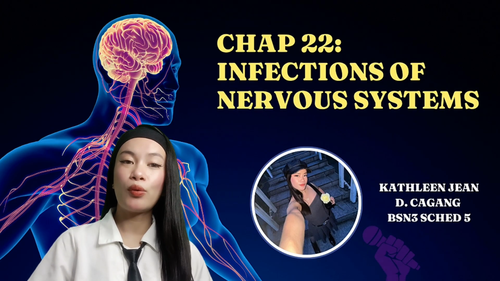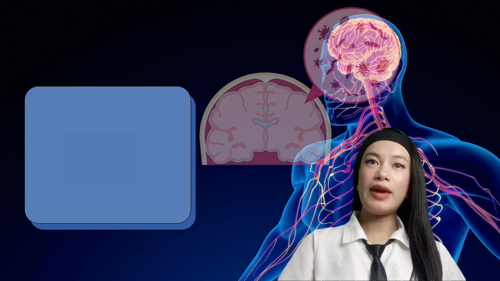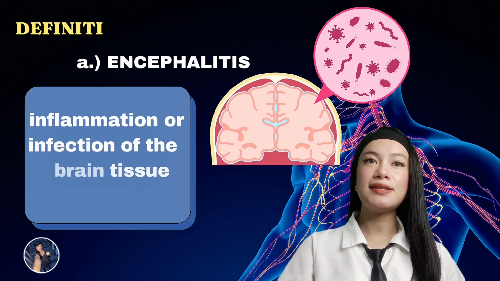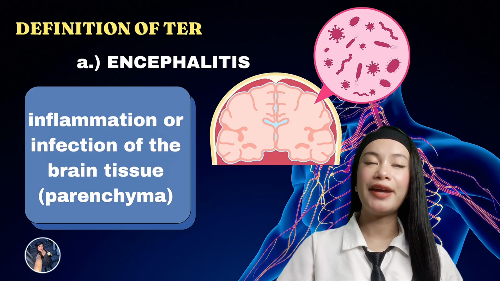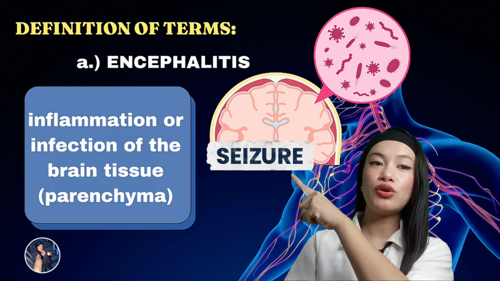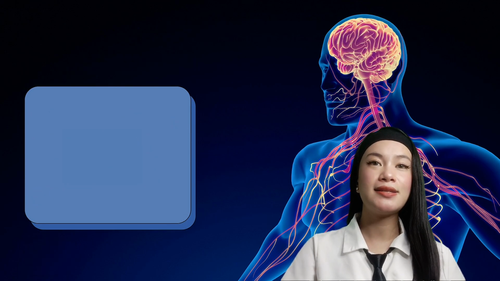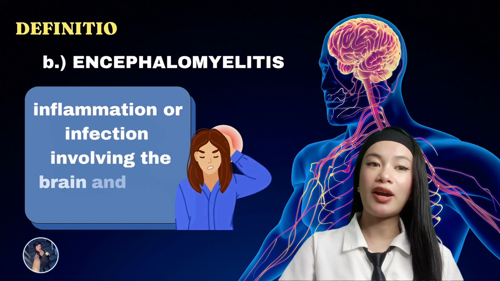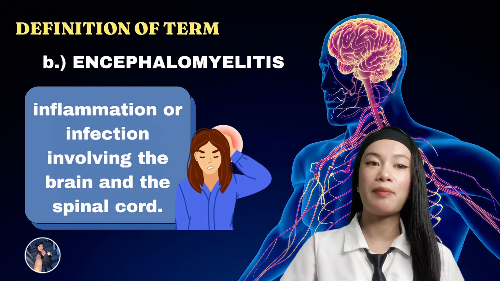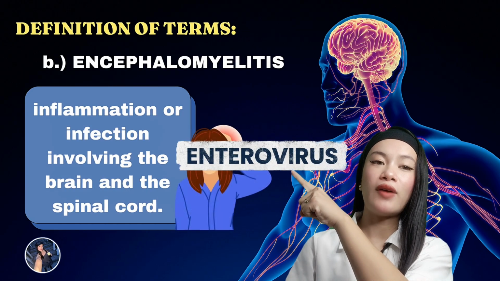To begin with our discussion, let's start with the definition of terms. We have encephalitis. It is the inflammation or infection of the brain tissue, the parenchyma, that can cause fever, seizure, or confusion. Next, we have encephalomyelitis. It is the inflammation or infection involving the brain and the spinal cord. It is often due to viral infections such as measles or enteroviruses.